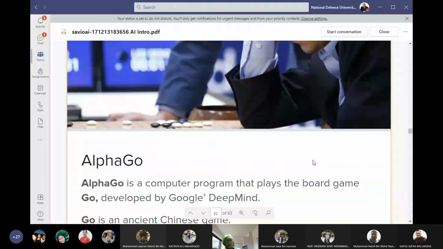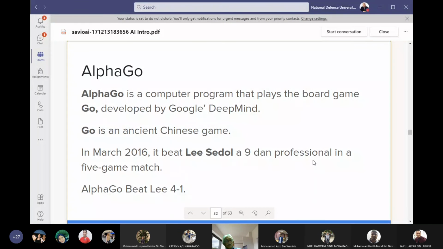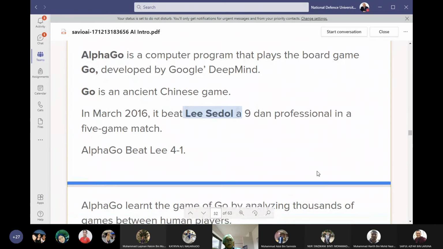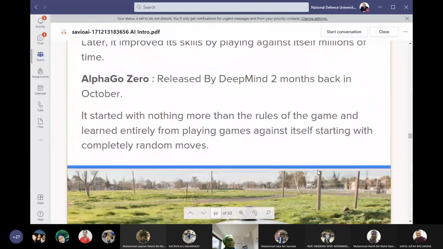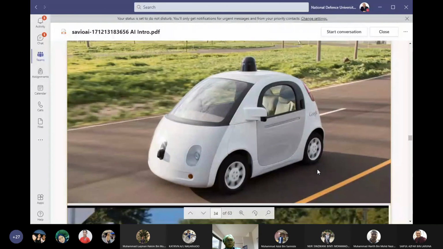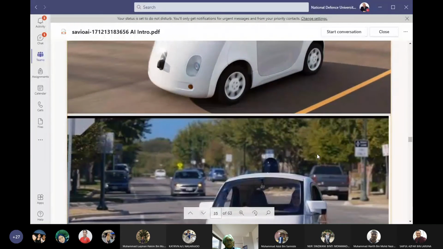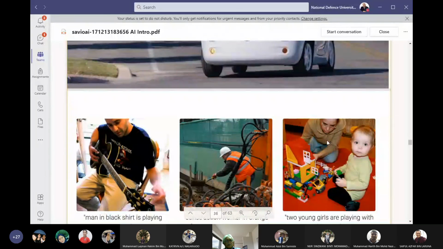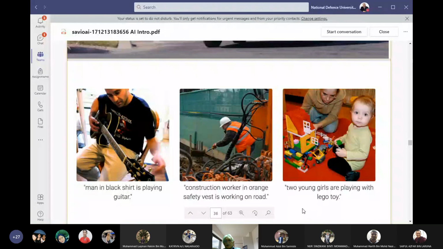Yeah, and then AlphaGo played the board game called Go, okay, and defeated Lee Sedol, the champion of Go. And then autonomous car, many artificial intelligence programs in an autonomous car. So this is how a computer recognizes pictures.